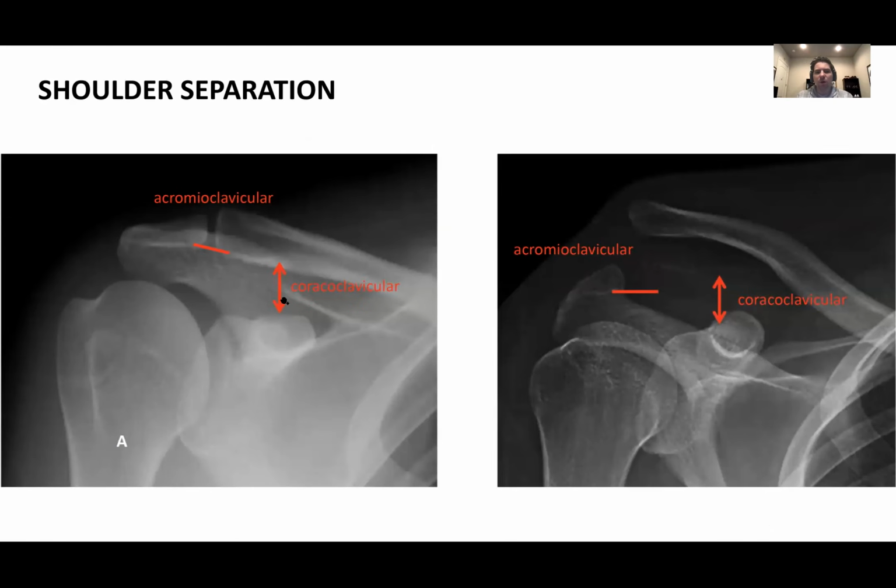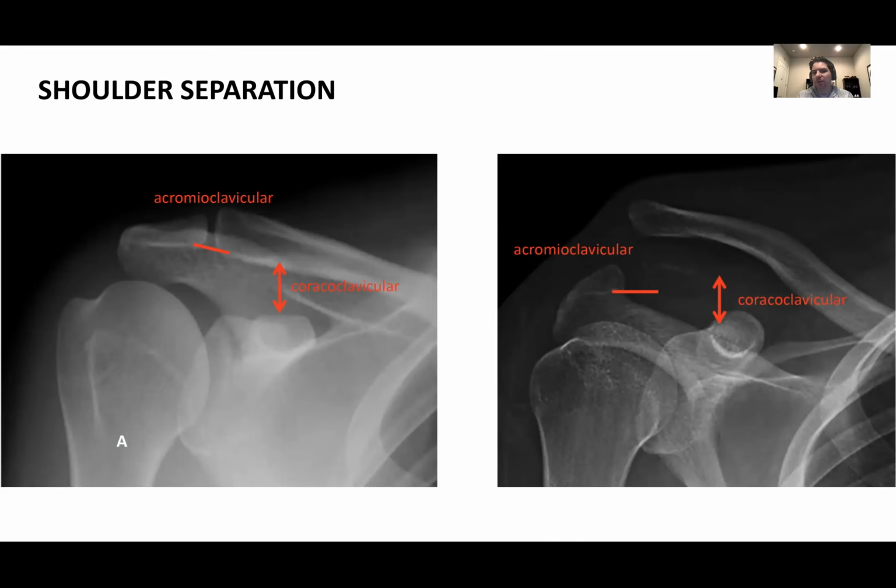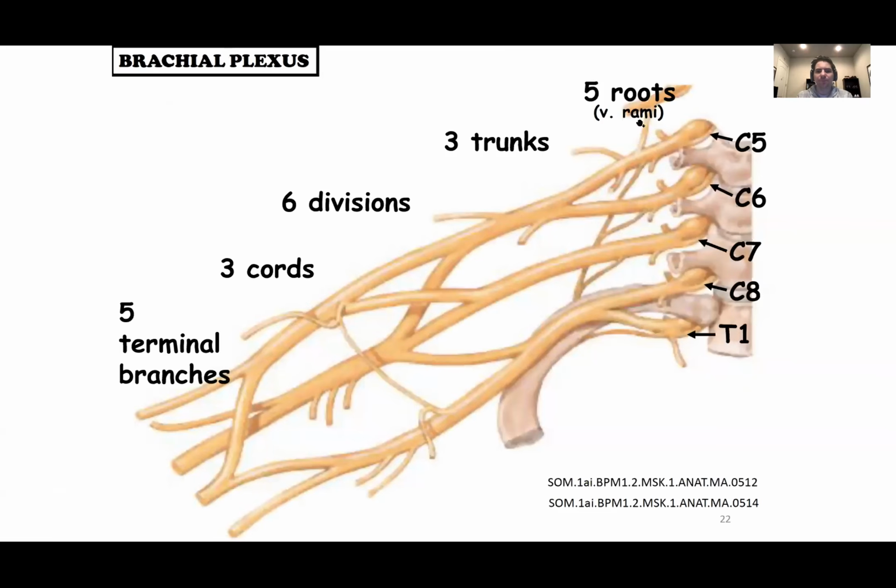So typically coracoclavicular and coracoacromial won't be affected as much, but the acromioclavicular is the one you typically need to worry about. Anything that's actually attaching to the clavicle, right? Because the clavicle is the bone that tends to separate.